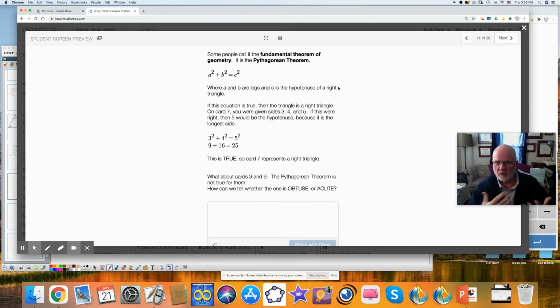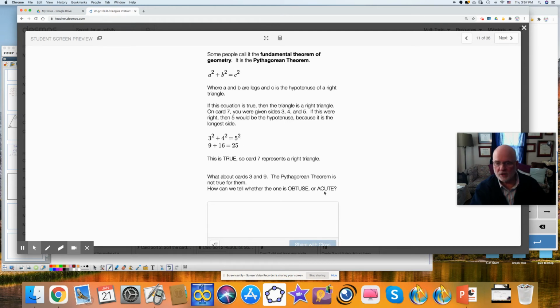Fundamental theorem of geometry, the Pythagorean theorem: a squared plus b squared is equal to c squared. This works if it's a right triangle, and c would be the hypotenuse. So the longest side would be the hypotenuse. Here we have 3 squared plus 4 squared is equal to 5 squared. So this is a right triangle.